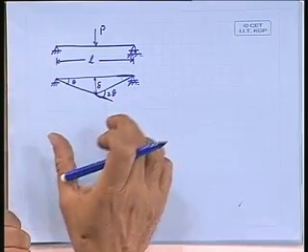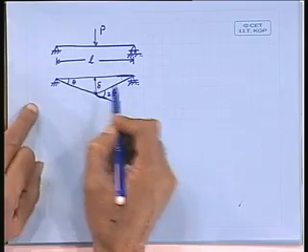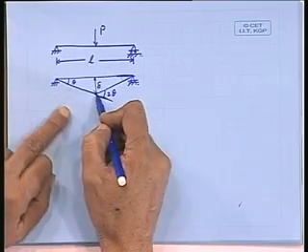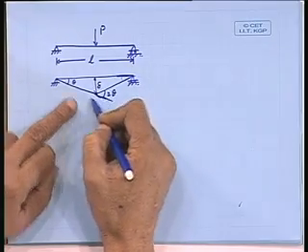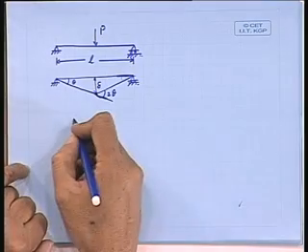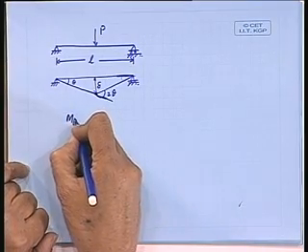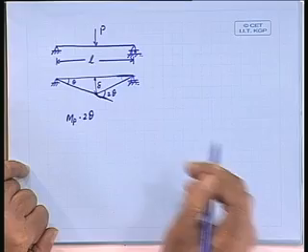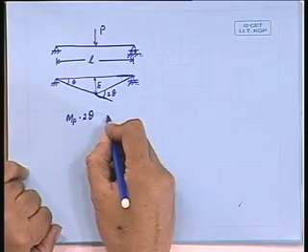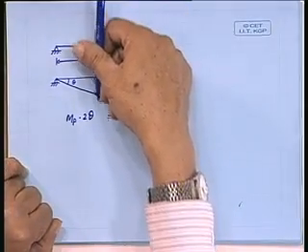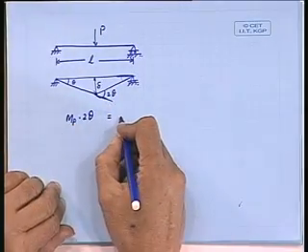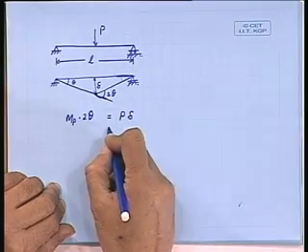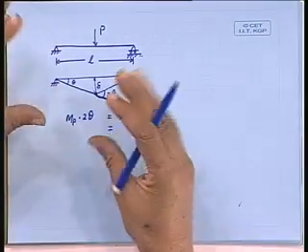So, what is the internal work done here? Internal work done is the plastic moment turning the thing by 2 theta. So, you have MP into 2 theta. And what is the external work? External work is this load P moving down up to delta. So, the internal work done must be equal to the external work, and that is equal to P into delta.